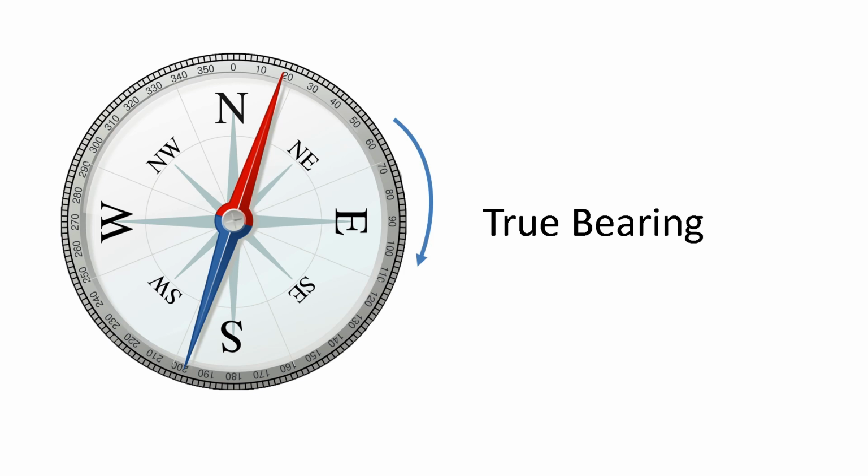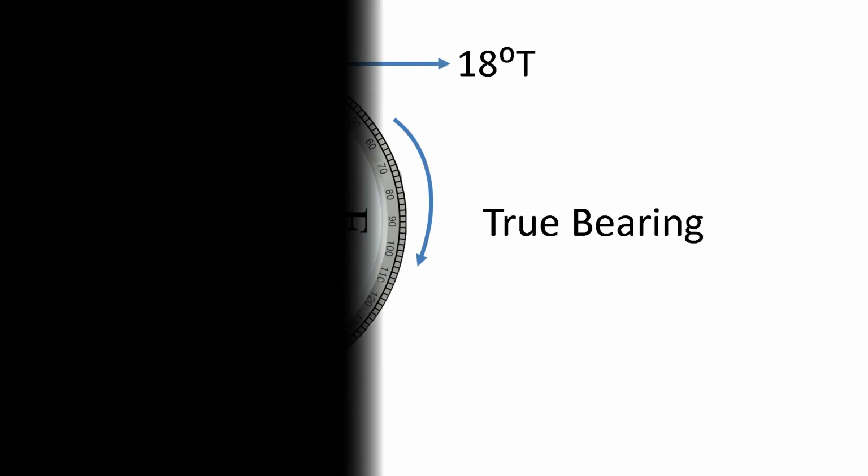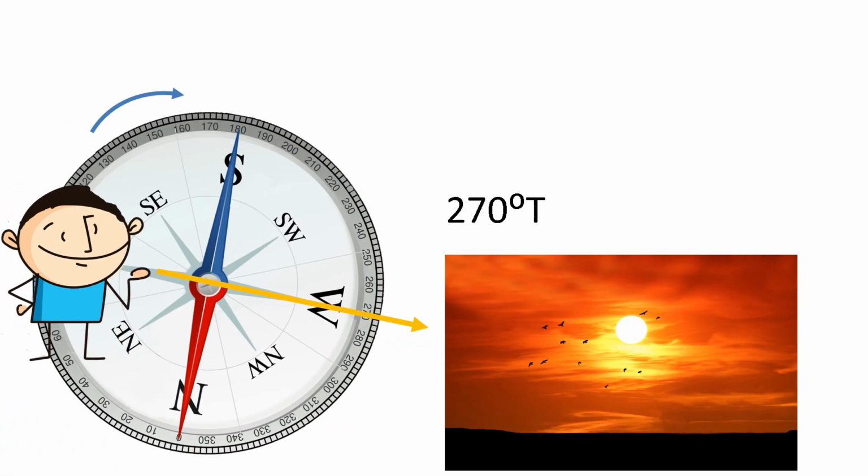Through bearing, everything is measured from the north. In this example, it measures 18 degrees true. This one, the direction of the arrow reads 270 degrees true.